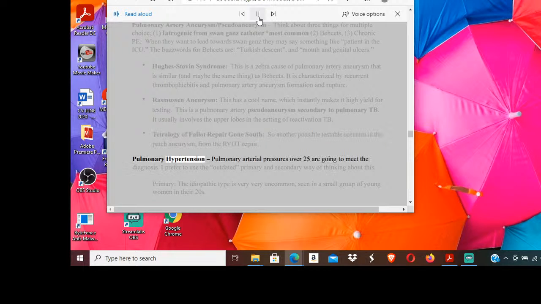Pulmonary hypertension. Pulmonary arterial pressures over 25 are going to meet the diagnosis. I prefer to use the outdated primary and secondary way of thinking about this. Primary, the idiopathic type, is very uncommon, seen in a small group of young women in their 20s. Secondary, this is by far the majority, and there are a few causes you need to know.